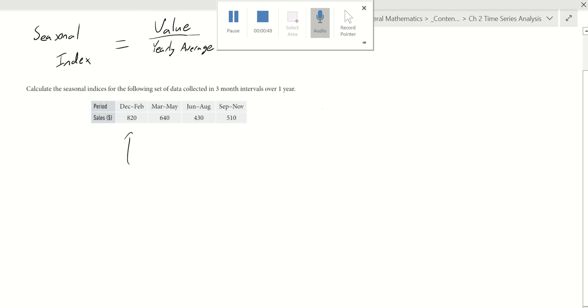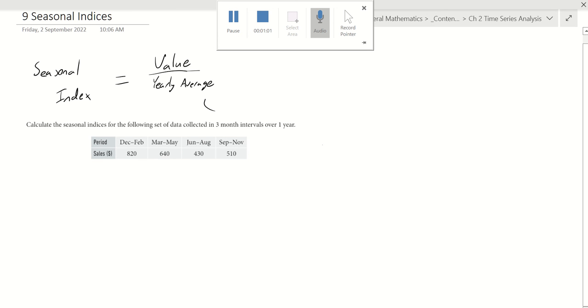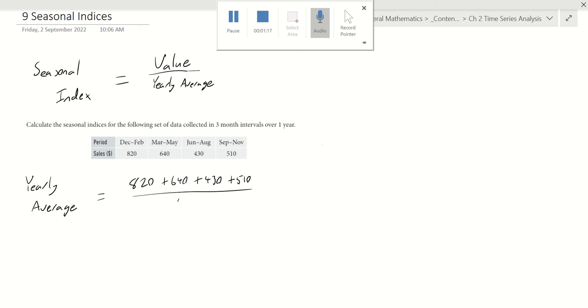We've got some data here. It's been split up into 4 seasons, you can see. We have December to February, that'd be summer, then we've got autumn, winter, and spring. So to start off with, if we're going to be dividing by the yearly average, first we need to work out the yearly average. To do that, we just add up all of the values and divide by how many there are. Each of these seasons is going to get its own seasonal index, so we're actually going to calculate 4 seasonal indices, 1 for each season.